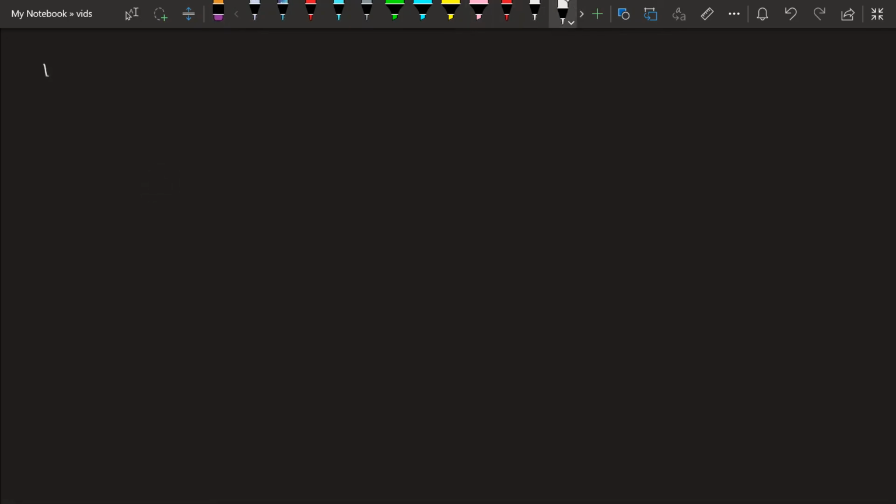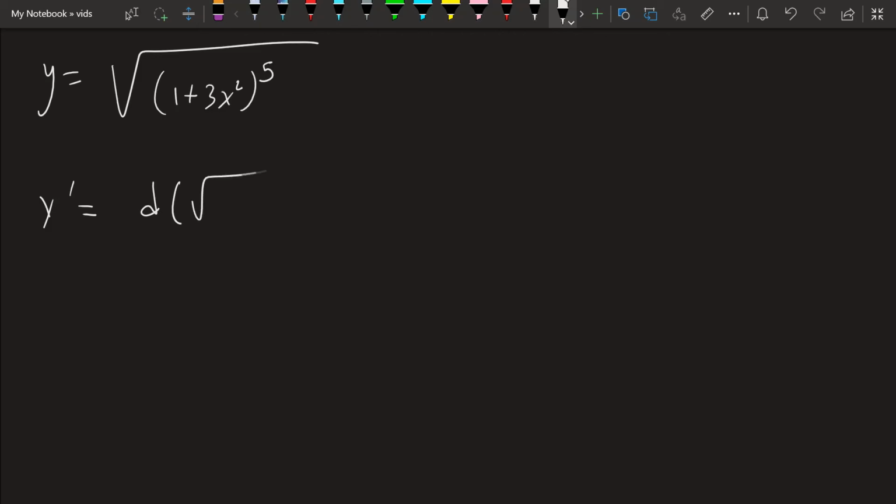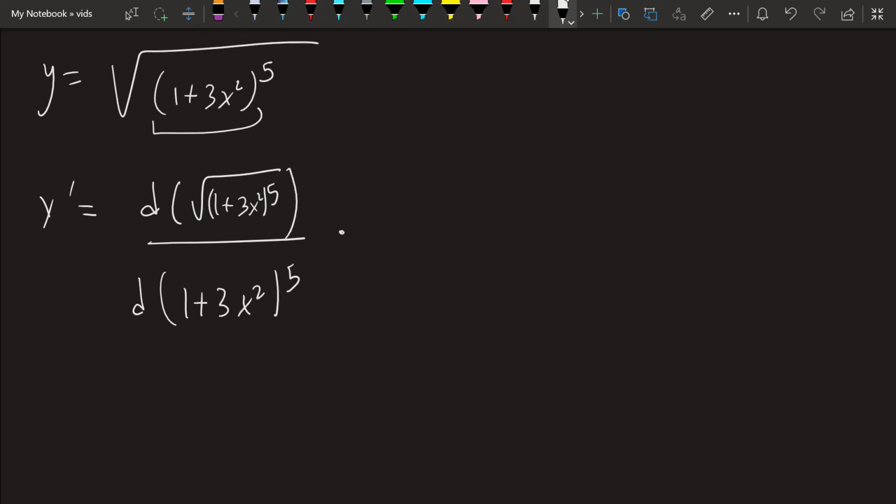Let y be equal to the square root of 1 plus 3x squared, all raised to the power of 5, right? They're telling you to find the derivative. Well, let's use the chain rule, and we can say the derivative of the square root of 1 plus 3x squared raised to the power of 5 with respect to the inner function, right? 1 plus 3x squared raised to the power of 5, multiplied by d, and you're going to see the beauty of this in a second. You're going to see the beauty of this, dx.